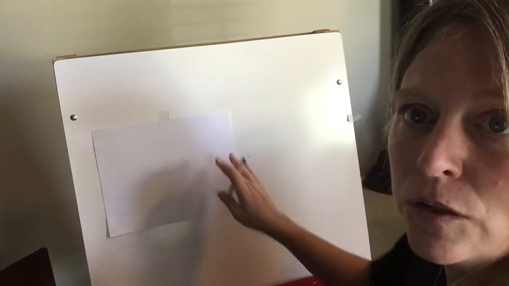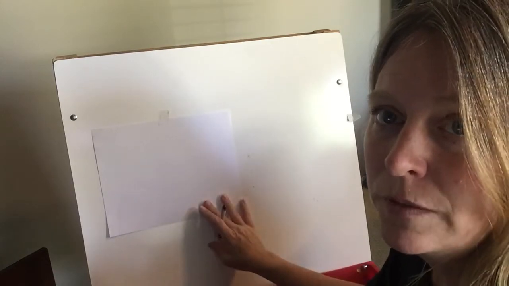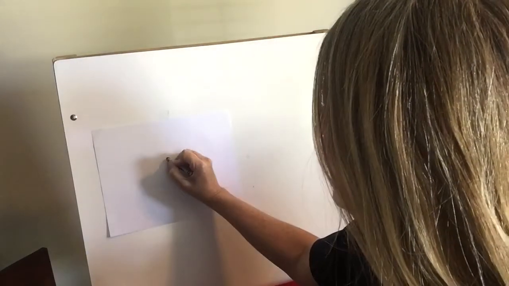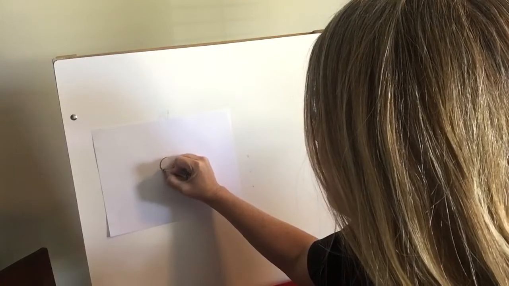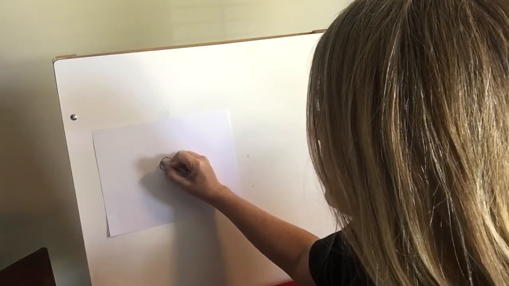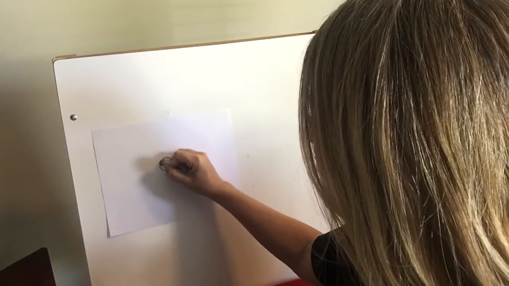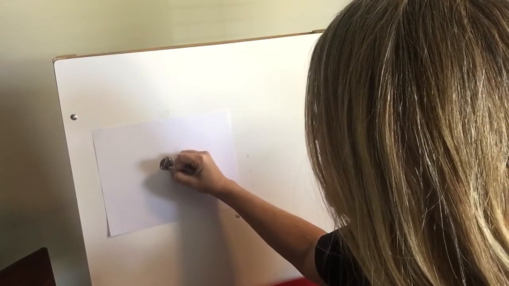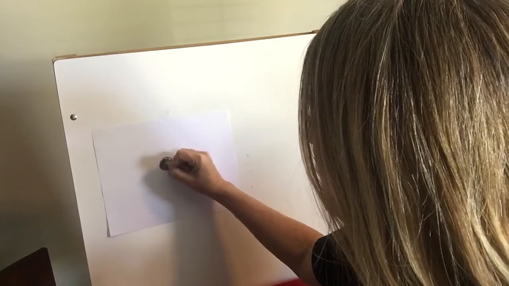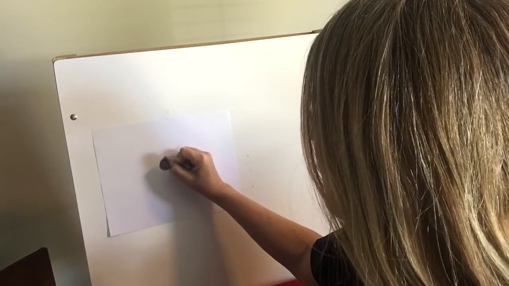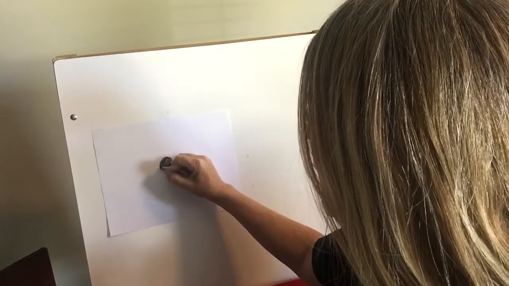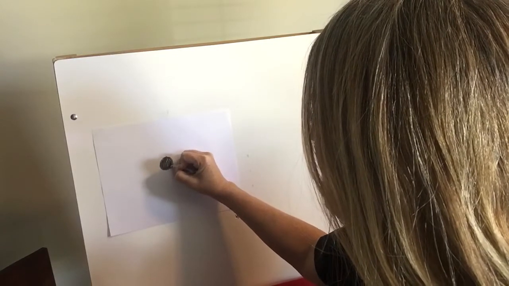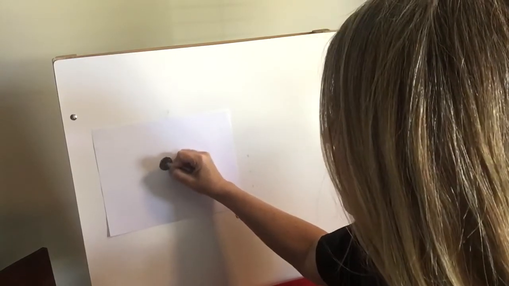So the first thing you're going to do is get yourself a white piece of paper, and right smack in the middle of it you're going to draw a black circle and color it in. That right there is going to be the pupil that is inside the eye that Magritte painted.